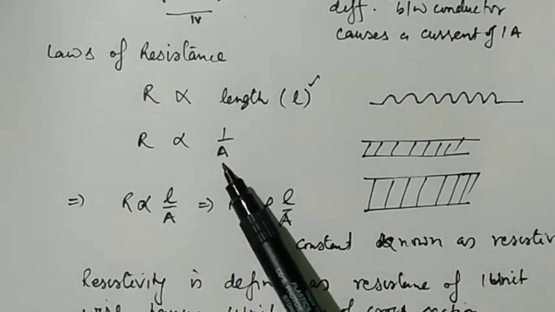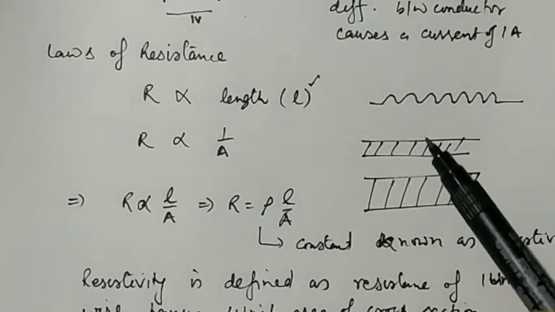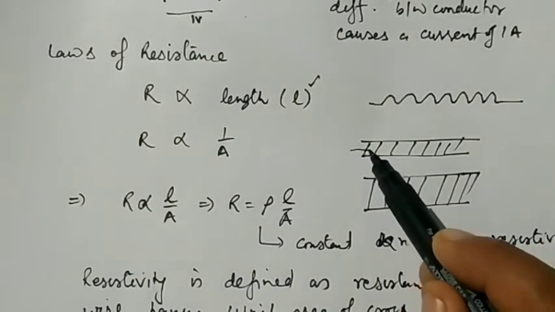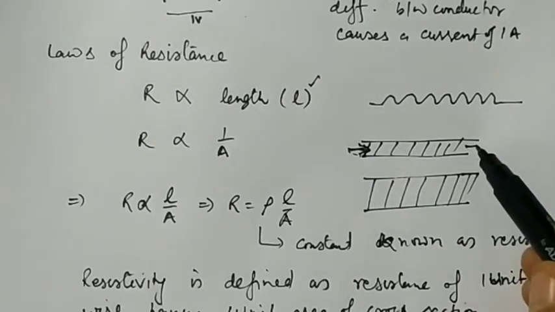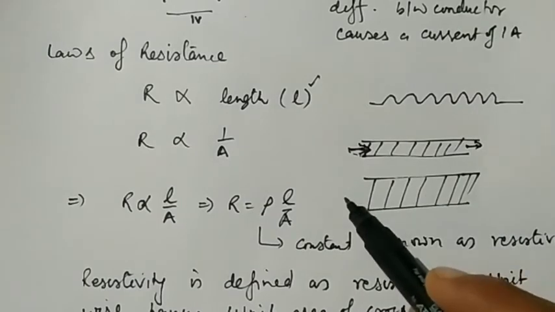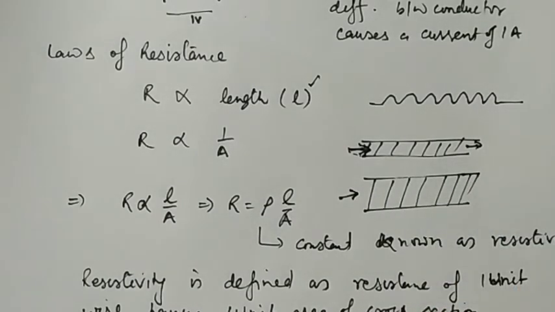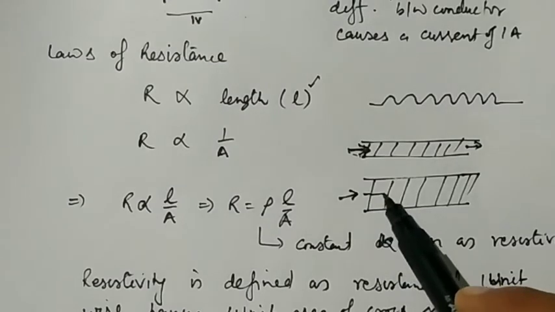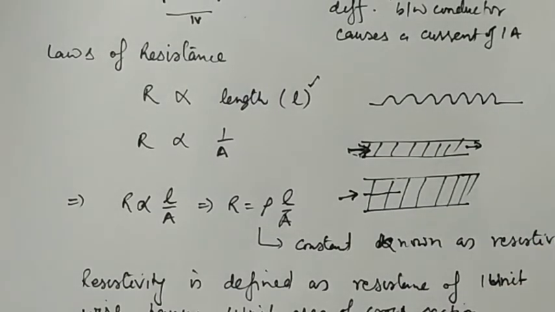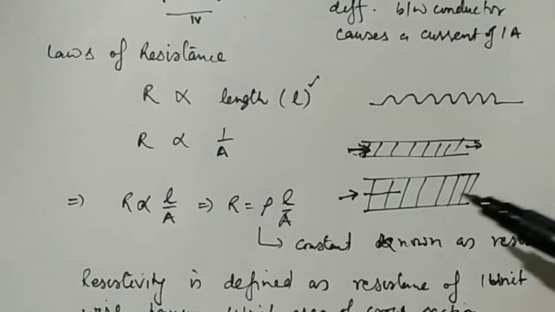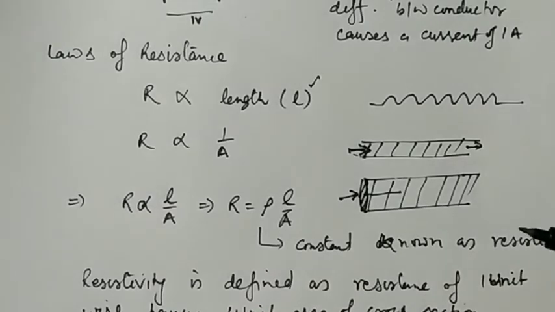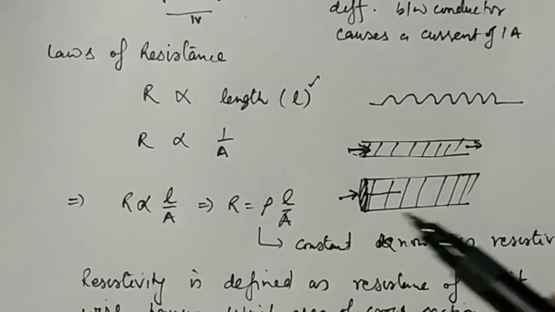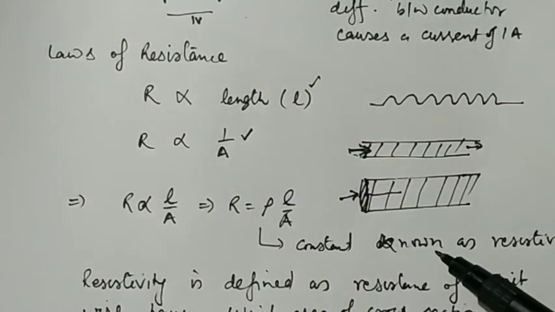Secondly, it is inversely proportional to the area of cross section. As we know, if the road is narrow, it is difficult to move with a higher speed. But if the road is very broad, then you can have a larger speed as compared to the narrow road. So if the area of cross section of the conductor is more, then the current will be more, but the resistance is less. That is why it is inversely proportional to the area of cross section.